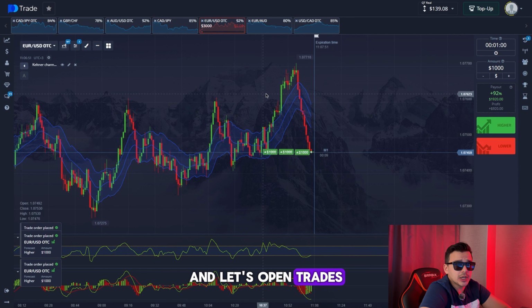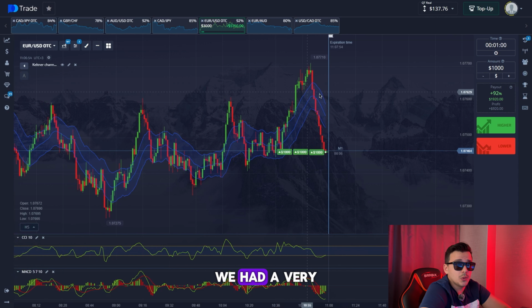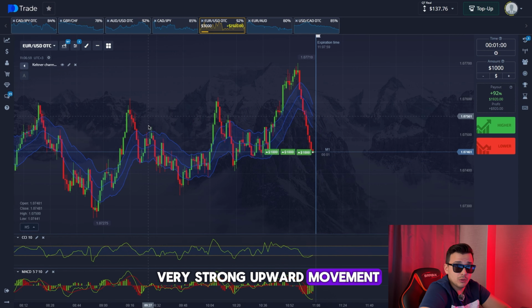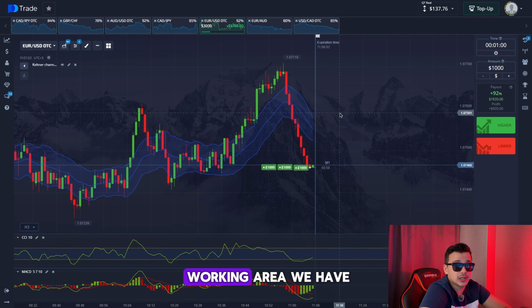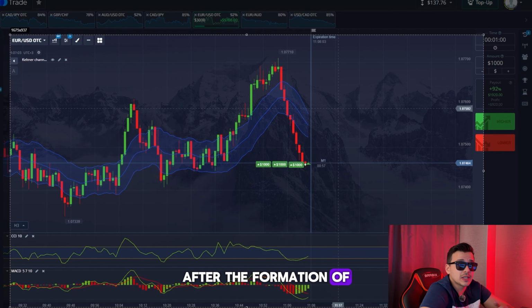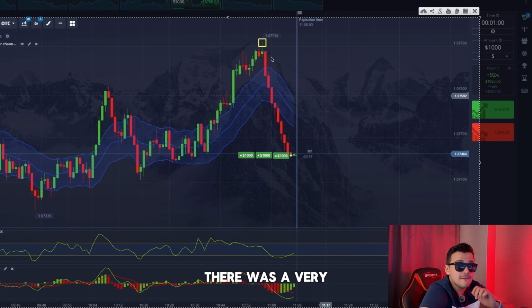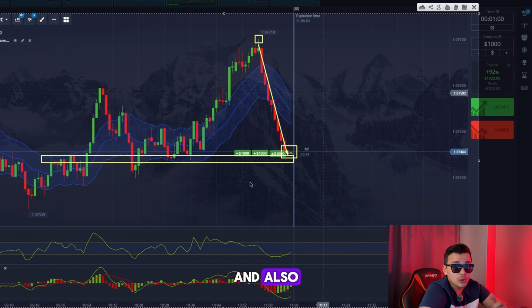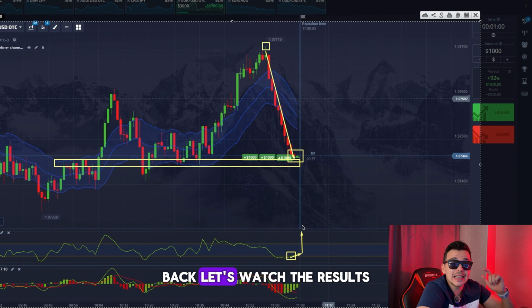And let's open trades on the upside here. We had a very strong pullback, while we had a very strong upward movement. So let's highlight the working area. After the formation of the price maximum, there was a very strong pullback. As I said, a new point of extremum was formed. Our local minimum. Here in general there is a good touch point, and also I observe our oscillator is out of the oversold area. So this is a good time to open a trade on the upside. We'll expect a pullback. Let's watch the result.